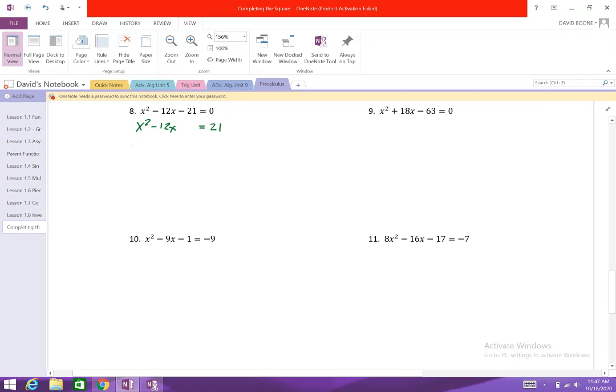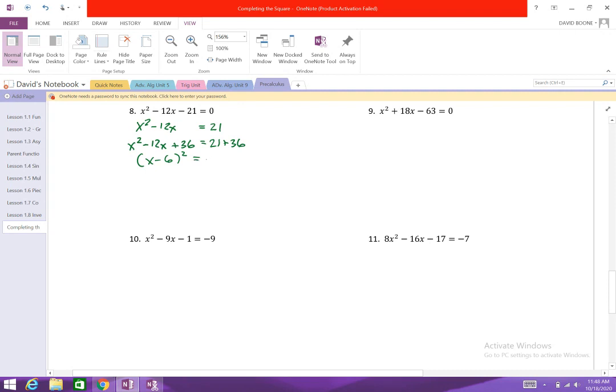I'm looking for rewriting this and getting the c value to be half of this b value squared. Well, half of this b value would be negative 6. If I squared it, it'd be 36. Because now I'd have a perfect square trinomial. But if I add 36 to the left side of this equal sign, I also have to add 36 to the right side to balance the equation. So again, always making sure that whatever I do to the left side, I do to the right side. This is a perfect square trinomial, which should factor into x minus 6 squared.